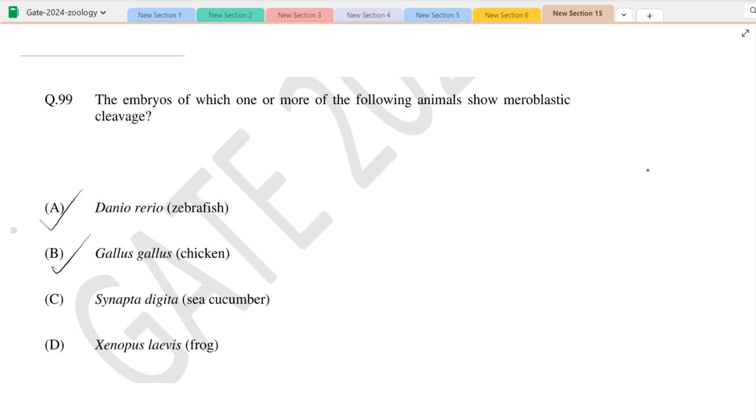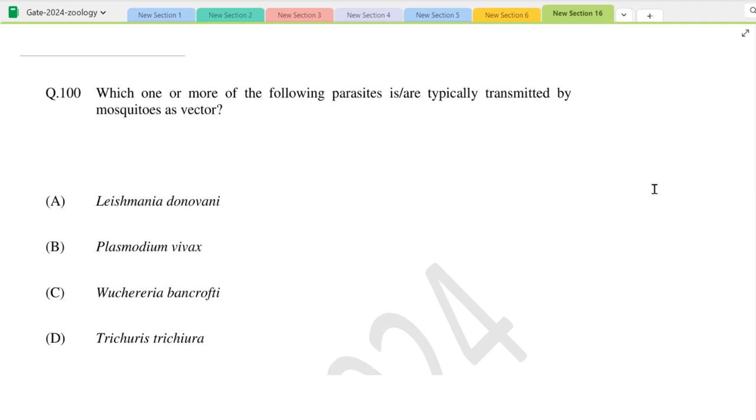Since this is just discussing the answer key for the zoology paper, I'm not going too much into details of what these cleavage patterns mean, but I request everybody watching this video to look at the different cleavage patterns, especially in the developmental stages of different model organisms and other common organisms, so that you get an idea of what type of questions can be asked based on this. Moving on to the next question.